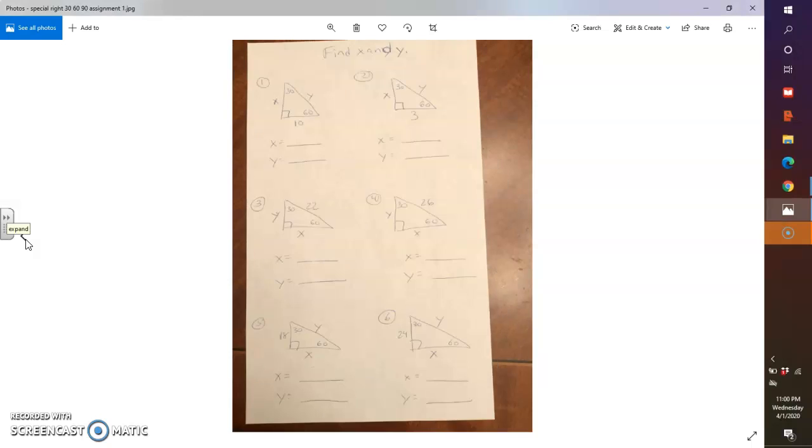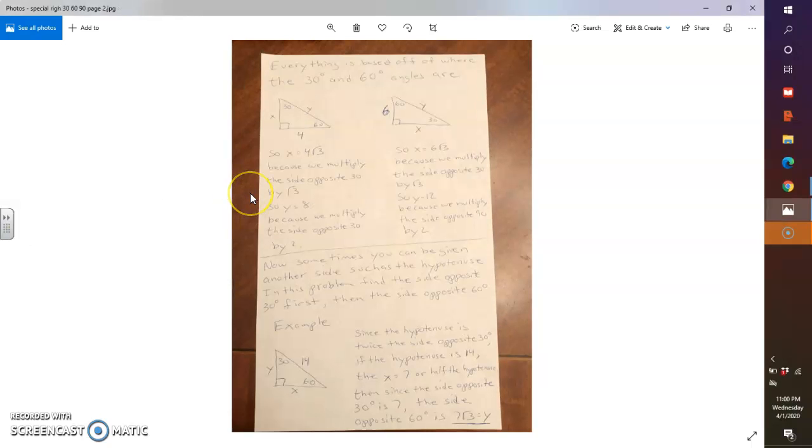Now, sometimes we're not given the side opposite 30. Sometimes we're given the side opposite 60. Sometimes we're given the side opposite 90. We'll get to those in a few minutes. The other thing we need to be aware of is where the 30 and 60 are. It's all about being opposite 30. It does not matter where the 30 is.